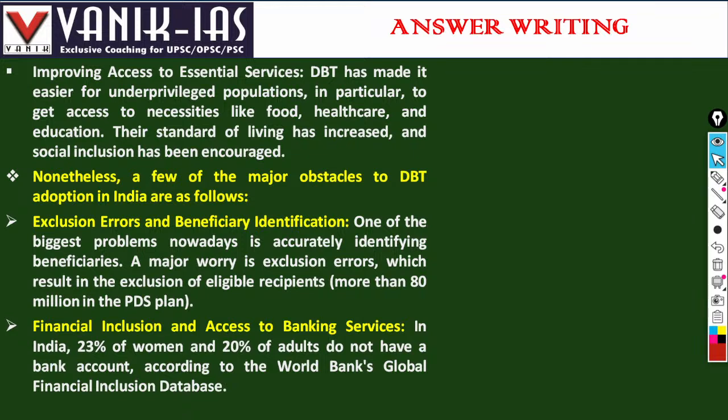One of the biggest problems nowadays is accurately identifying beneficiaries. A major worry is exclusion error, which results in the exclusion of eligible beneficiaries. Financial inclusion and access to banking services. In India, 23% of women and 20% of adults do not have a bank account, according to the World Bank Global Financial Inclusion Database. So these people who don't have a bank account are beyond the purview of this particular program.